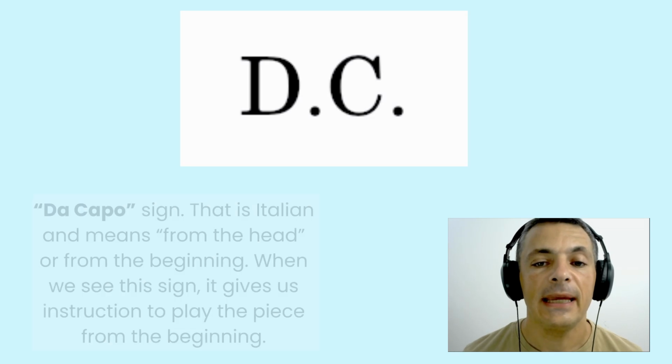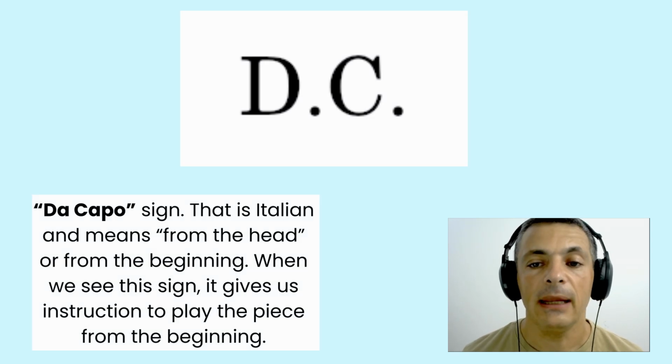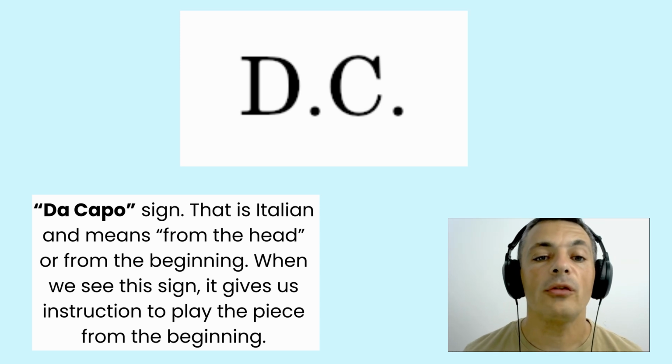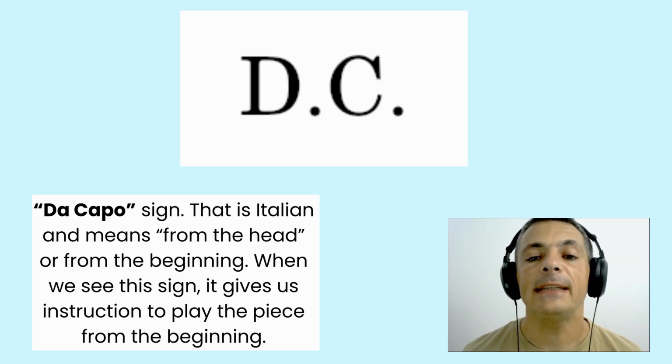I would like to show you some signs that are used to tell us what part of the composition we should play and what we should skip or omit. DC. This is the da capo sign. This is Italian and means from the head or from the beginning. When we see this sign, it gives us instruction to play the piece from the beginning.